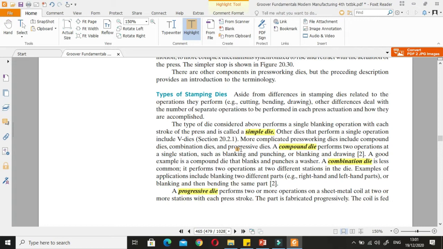If you have a large stock material, it is passing through two stations. So the blanking and punching is being performed with a single stroke at two different stations.